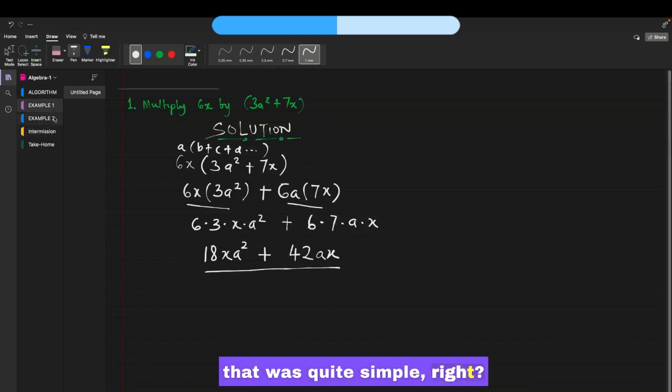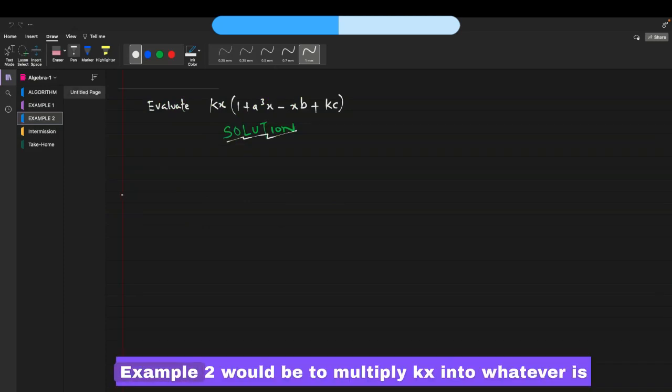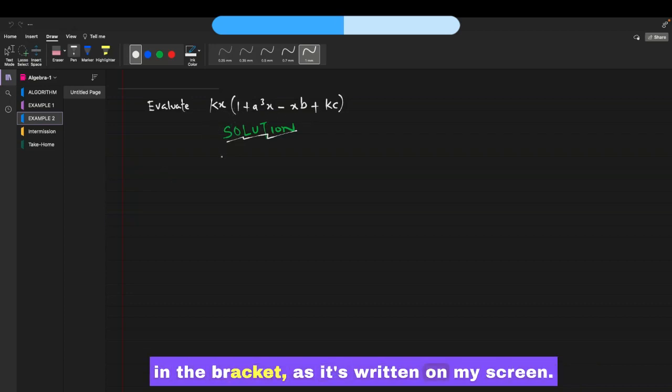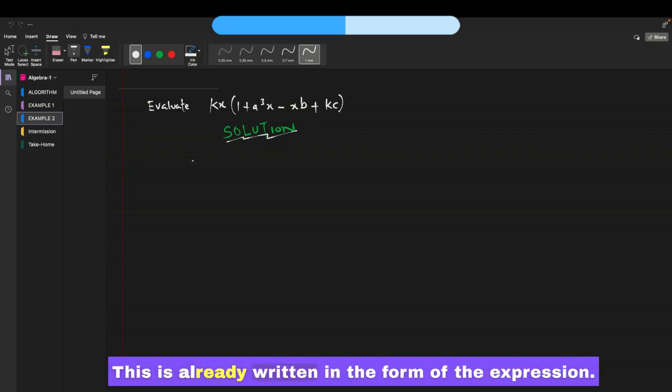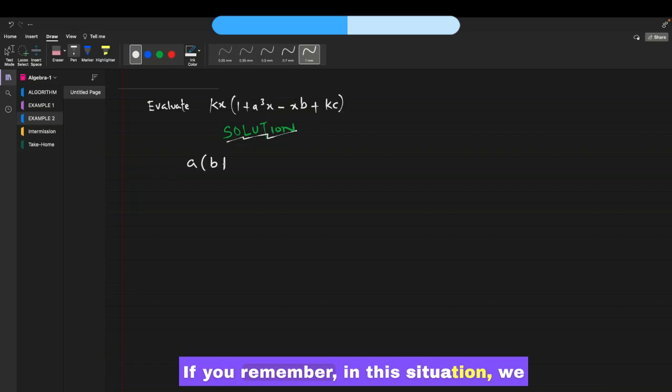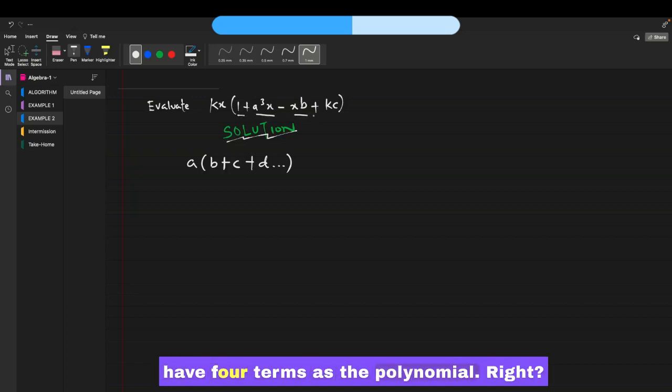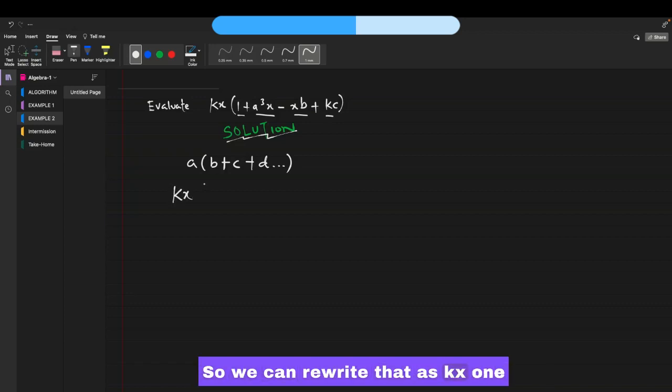That was quite simple, right? Example 2 would be to multiply kx into whatever is in the bracket as it's written on my screen. This is already written in the form of the expression, if you remember. In this situation, we have 4 terms as the polynomial. 1, 2, 3, 4, right? So we can rewrite that as kx times (1 plus a cube x minus xb plus kc).